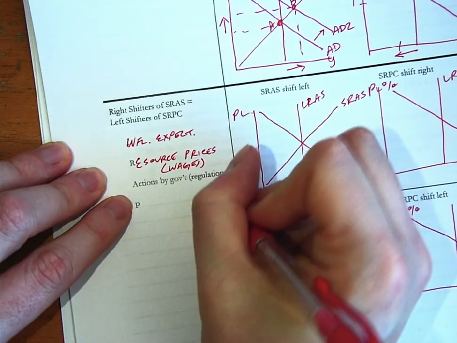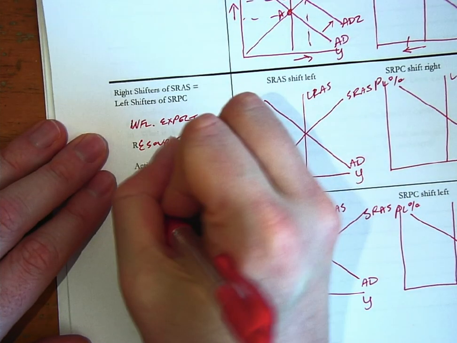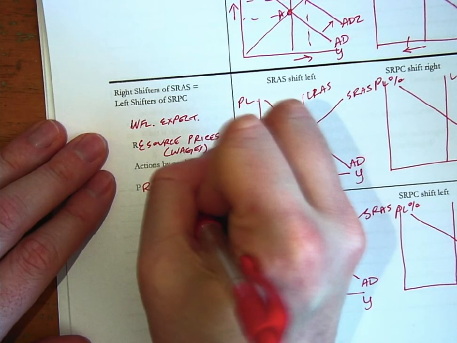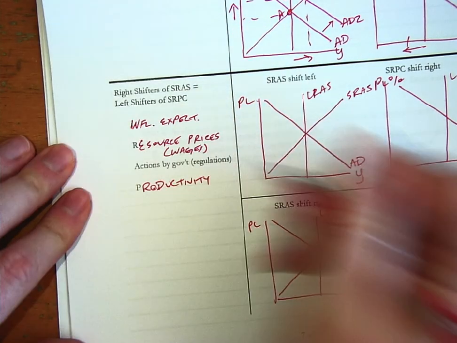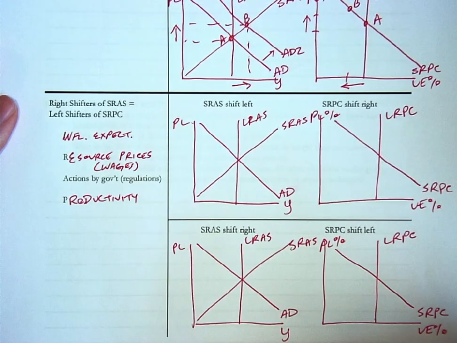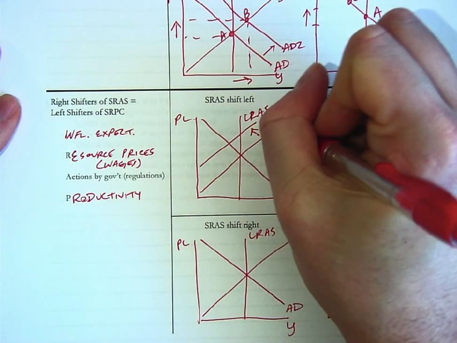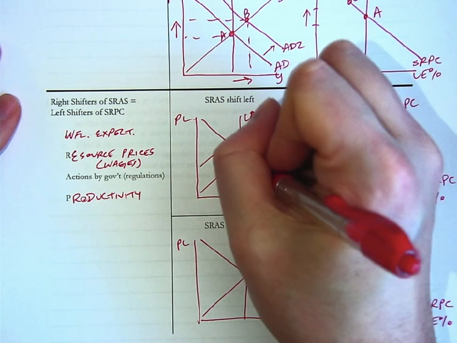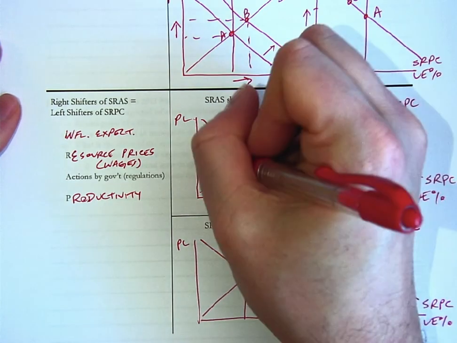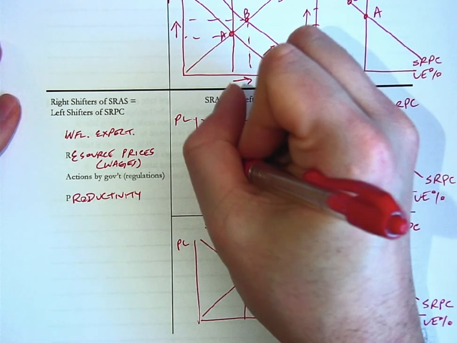We know regulatory actions by the government, and we know productivity. Now, these are the IRAP. Those are the SRAS shifters. So if SRAS shifts to the left, that's a decrease. At SRAS 2, we have less output and we have higher prices.